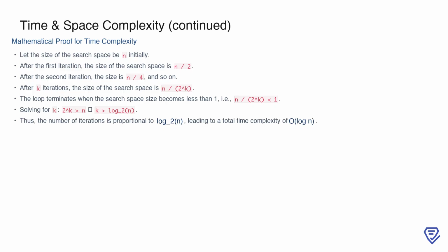After k iterations, the size of the search space is n divided by 2 to the power of k, or n/2^k. The loop terminates when the search space size becomes less than 1, which can be expressed as n/2^k < 1. Rearranging this inequality gives 2^k > n, which implies k > log_2 n. Therefore, the number of iterations is proportional to the base 2 logarithm of n, confirming that the total time complexity of the algorithm is O(log n).